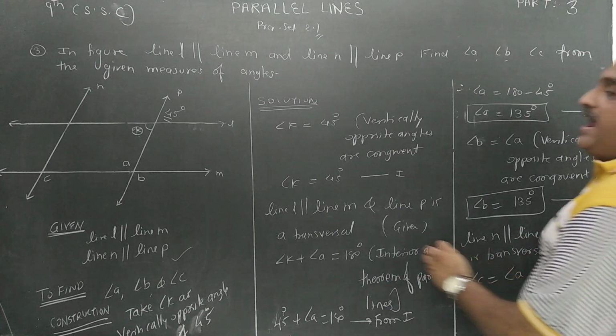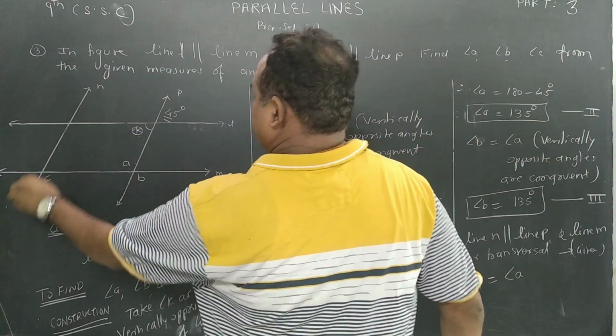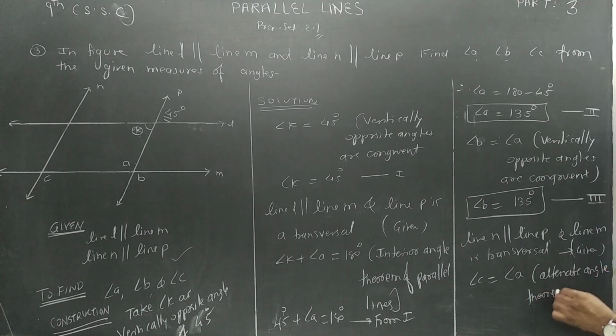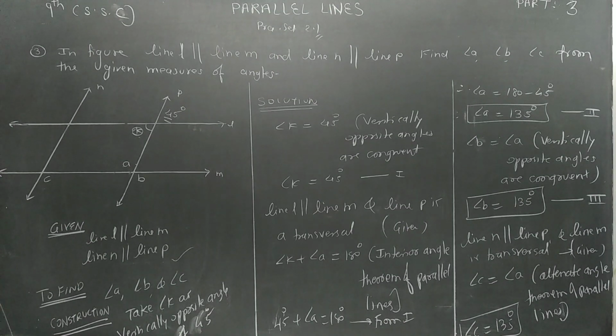When you are taking A and C, they are alternate angles, right? So we are going to write: alternate angle theorem of parallel lines. Alternate angle theorem of what? Parallel lines. So angle C is equal to 135 degrees. This is your answer for angle C. I think it has now become easy for you. Copy it down by pausing the video.